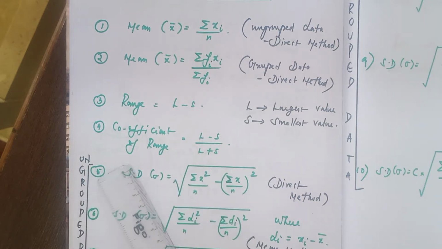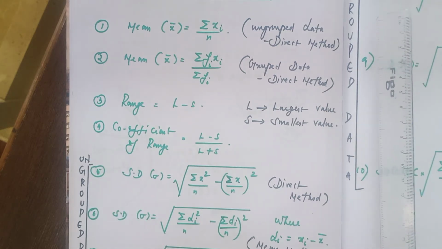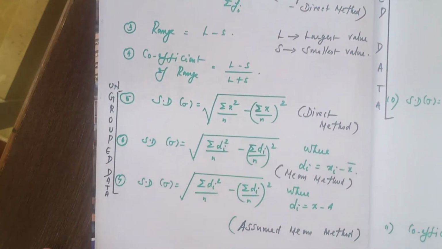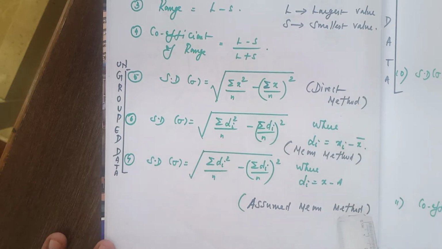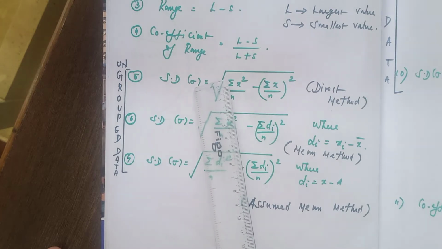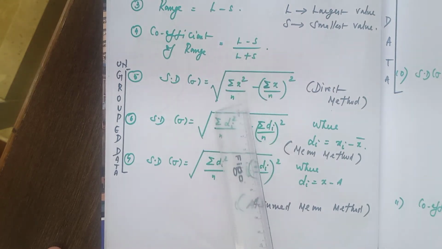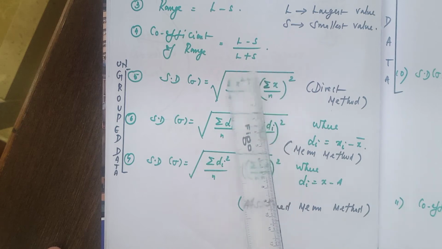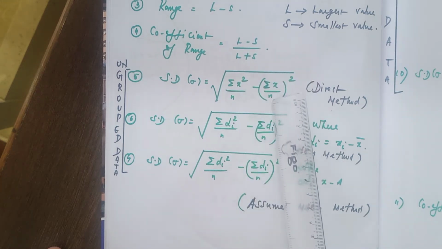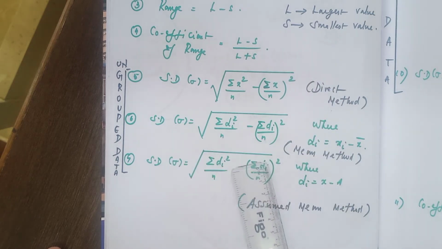And standard deviation, three formulae for ungrouped data, another three formulae for grouped data. For ungrouped data: direct method, mean method, assumed mean method. For direct method, standard deviation, that is represented by the letter sigma, is the square root of sigma x square divided by n minus sigma x by n the whole square. Okay, that's the direct method.